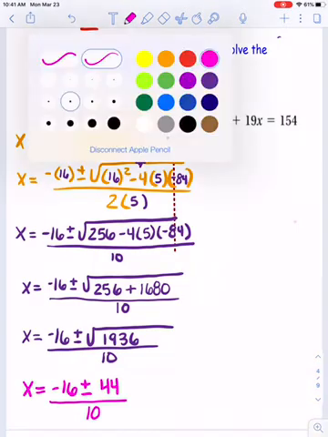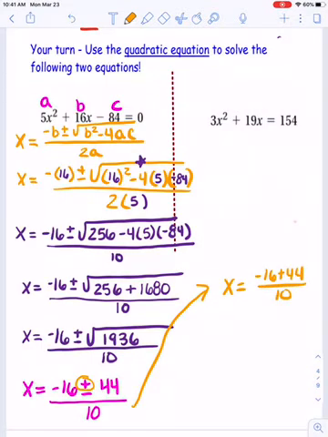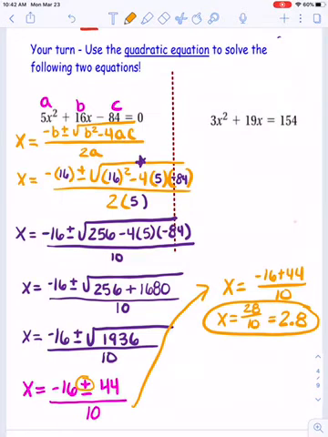So from here, I am almost done. I just got to find my two solutions. So the first one's going to come from adding. So I'm going to start by adding. If you want to write out these two steps, that's just fine. So I get x equals negative 16 plus 44 all over 10. Well, negative 16 plus 44, if we do that, looks like we get 28. So I get x equals 28 over 10, which is 2.8. Sweet. So there's one of our solutions.